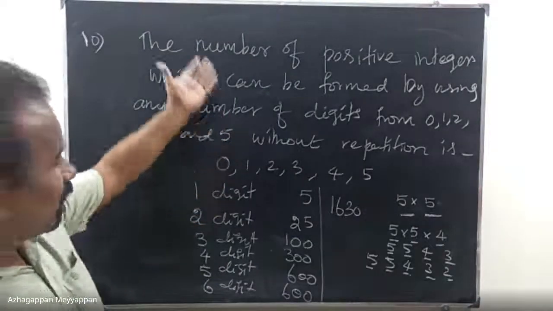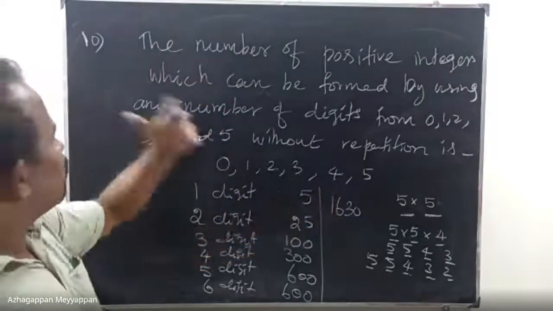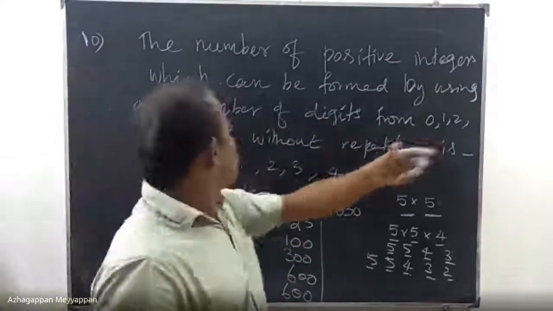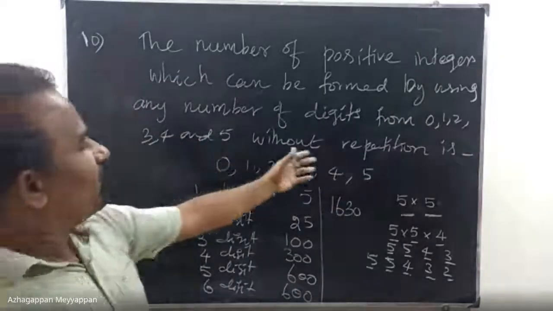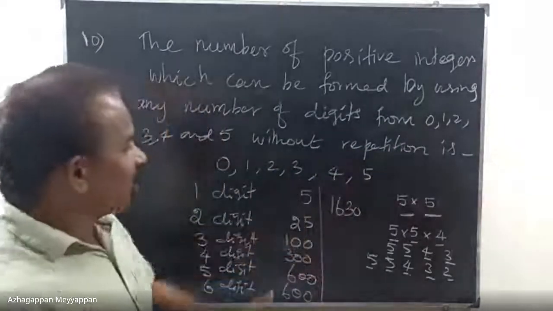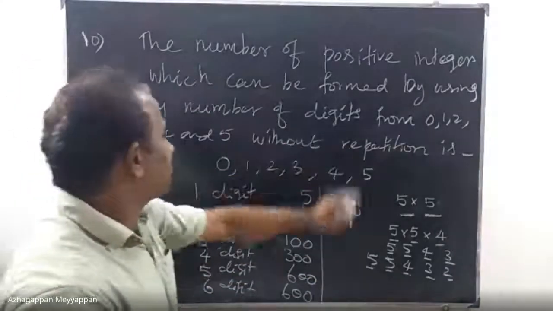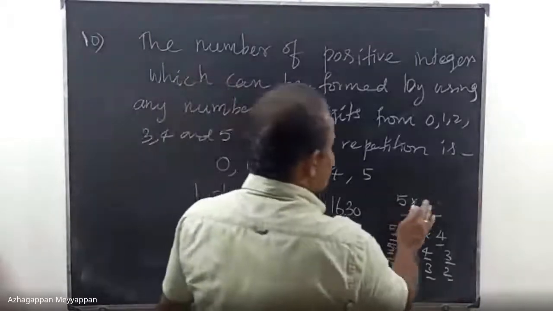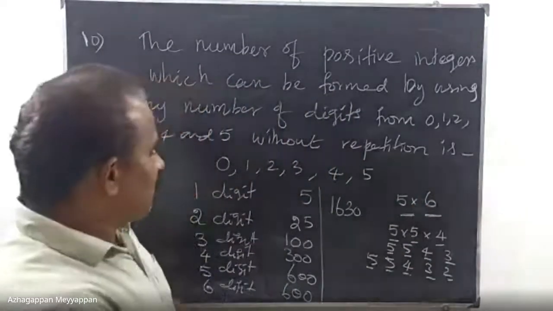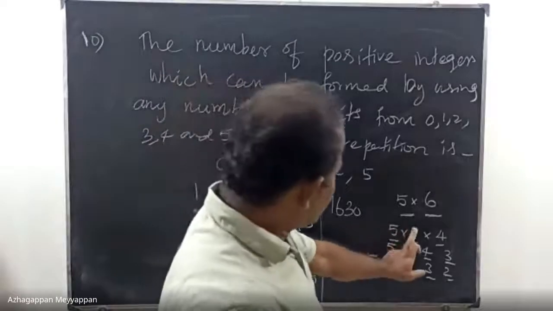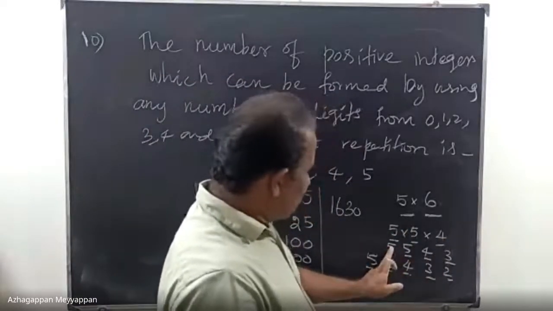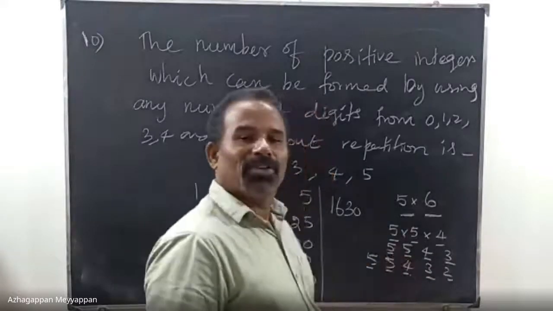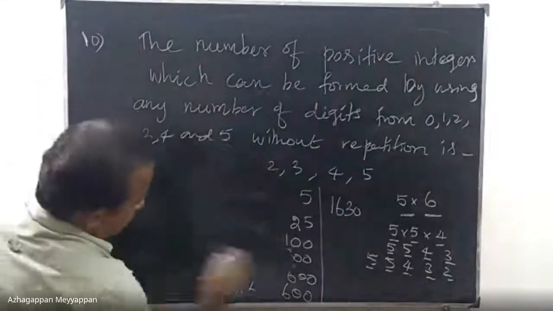So therefore, the number of positive integers that can be formed using the digits 0, 1, 2, 3, 4 and 5 without repetition. Suppose with repetition, what will happen? Here is 5, 6, 6, 6, 6. You have to multiply all this. Okay. So therefore, this is the part.